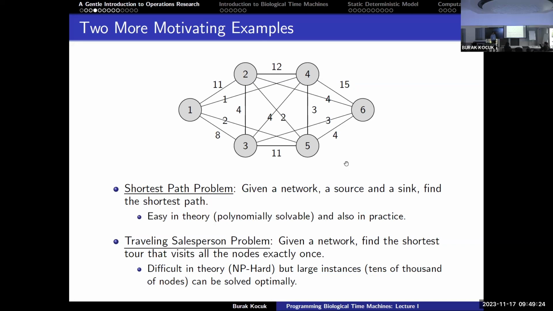Question: is that an optimality guarantee or near optimal? Okay, that's a good point. I will also mention it.